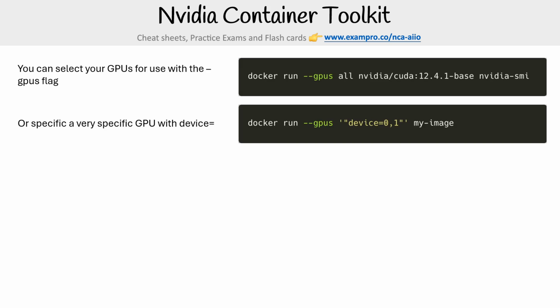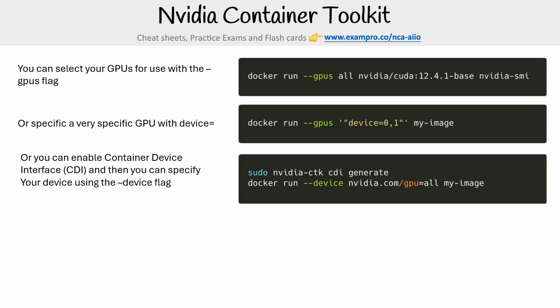Another way you can do it is to specify the exact device. Numbers are going to be assigned to your devices. A device, as we said earlier, is another term for the GPU, right? So we're saying device 0 and 1, selecting two devices, two GPUs in this case. Another way you can do this is to enable the container device interface, CDI, and then specify your device using the device flag. This is the recommended way of doing it.